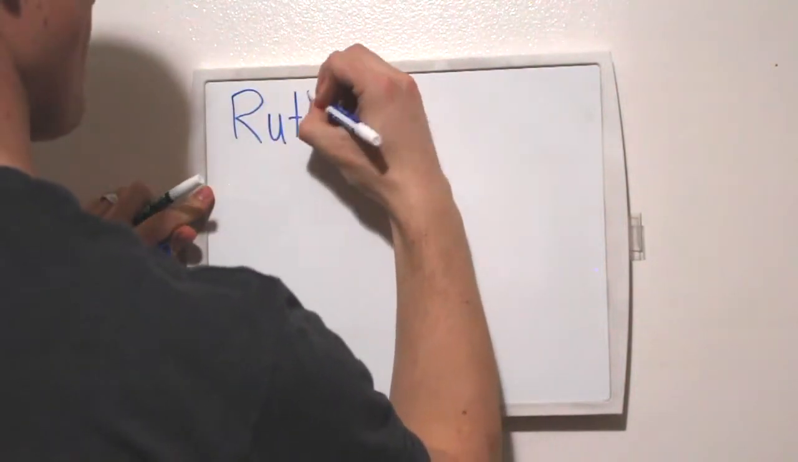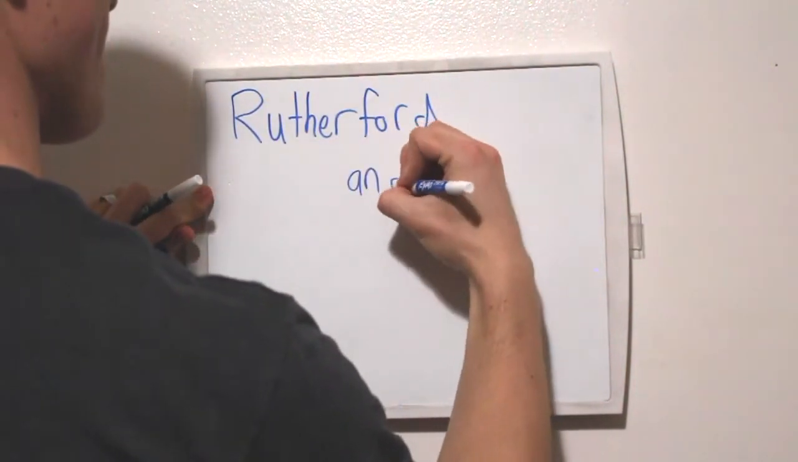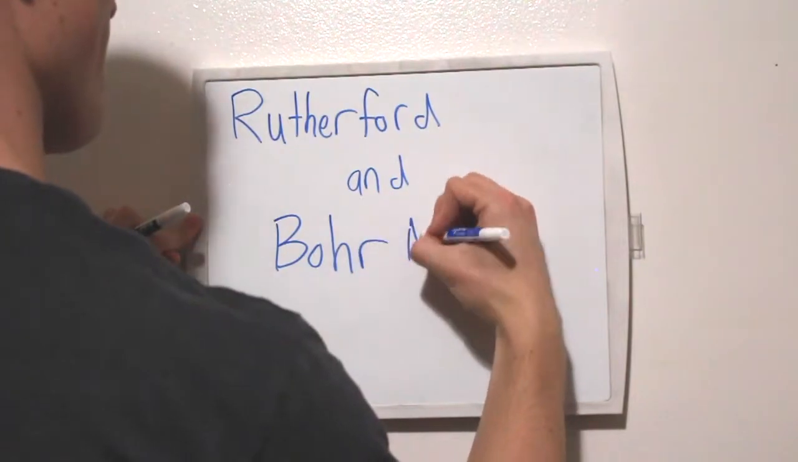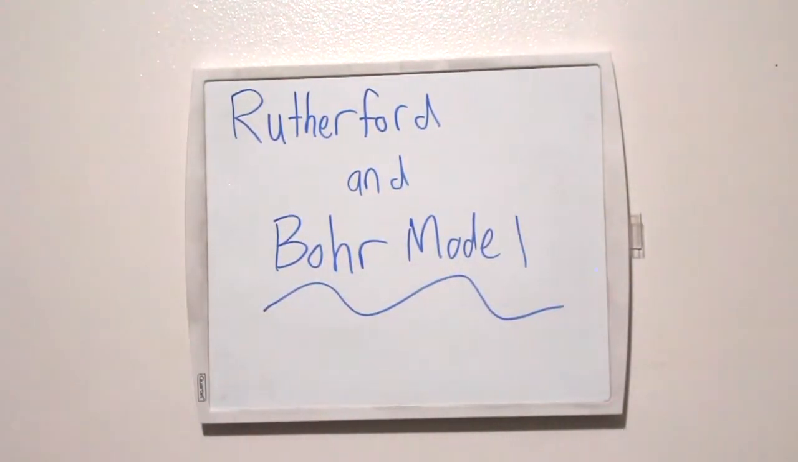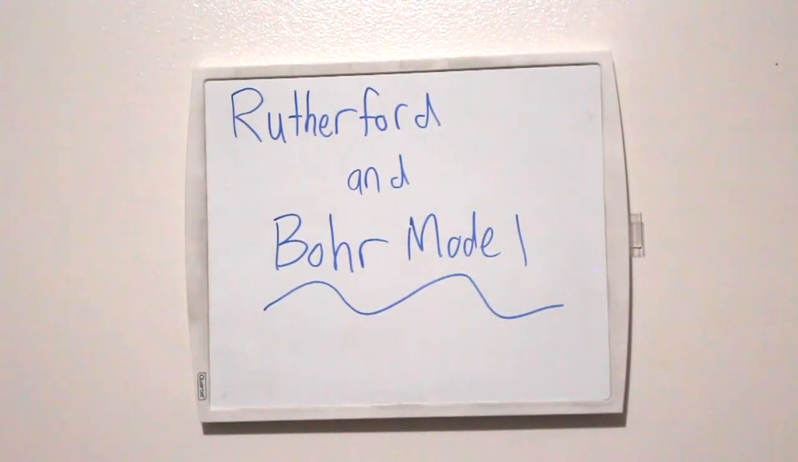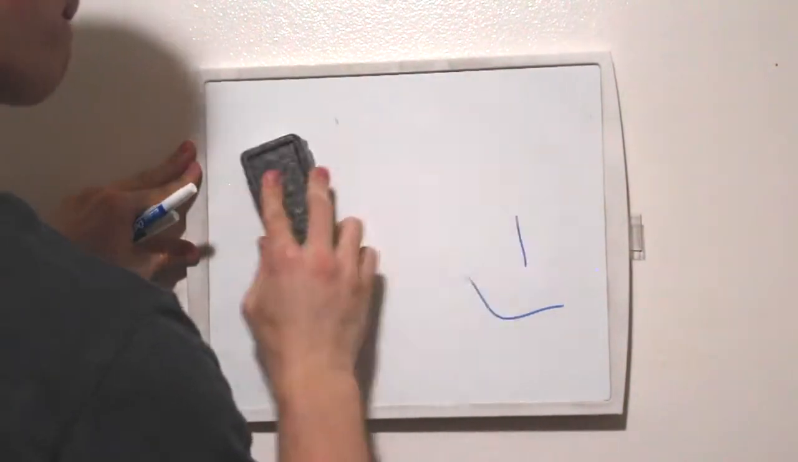Today we're going to talk about the Rutherford and Bohr model of the atom. Back in the day, believe it or not, most people didn't know what an atom was, and many early Greek scientists thought that you could divide mass an infinite amount of times. Now we know that that's not true, so let's jump right in.